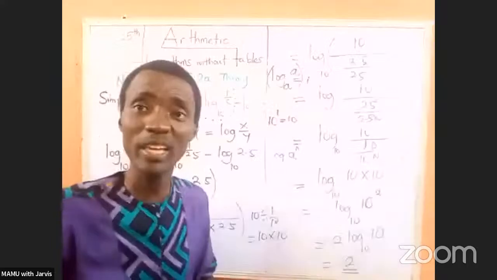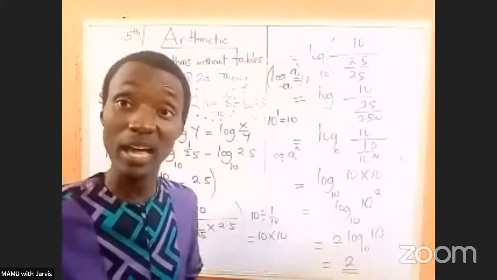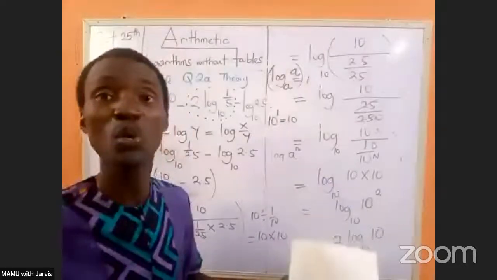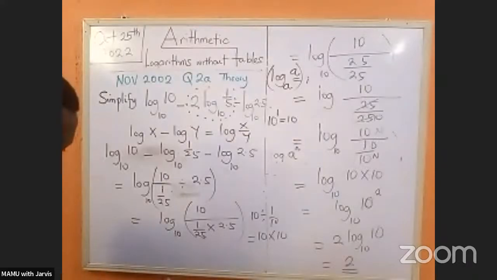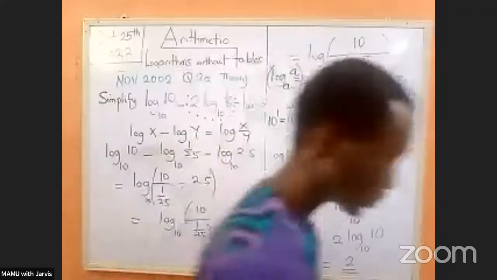I only had to overly explain this because I'm assuming that some of us, when we see questions like this, we want to do what? Run away. So that settles that for question 2A, theory of November 2002, and then we'll proceed to solve another one.